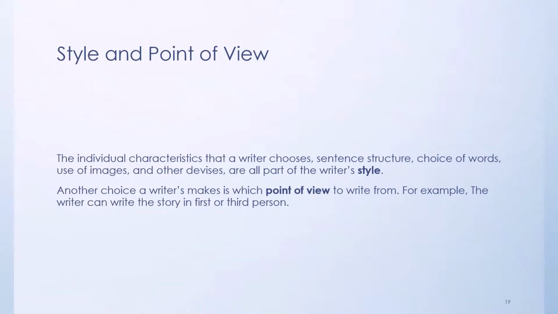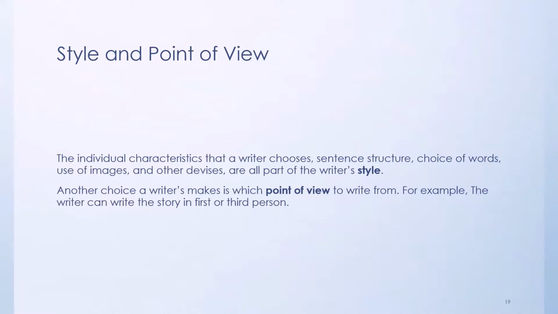In our next topic, we have style and point of view. The individual characteristics that a writer chooses, sentence structure, choice of words, use of images, and other devices are all part of the writer's style. Another choice a writer makes is point of view, the form of the writing. For example, the writer can write a story in first or third person.